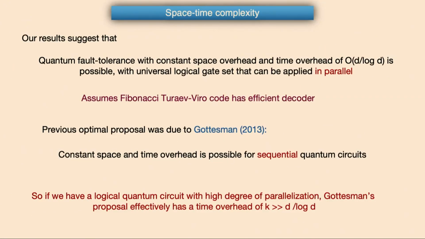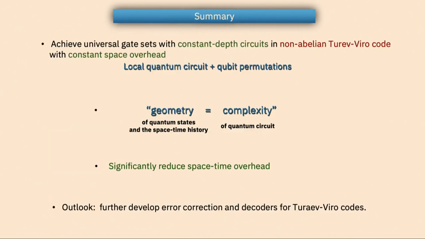We can also compare our result, where we have a space overhead of order d over log d, to the previous optimal scheme by Gottesman and quantum expander codes, where the gates can only be applied sequentially. So for a highly parallel circuit, we might have an advantage. So here is the summary.